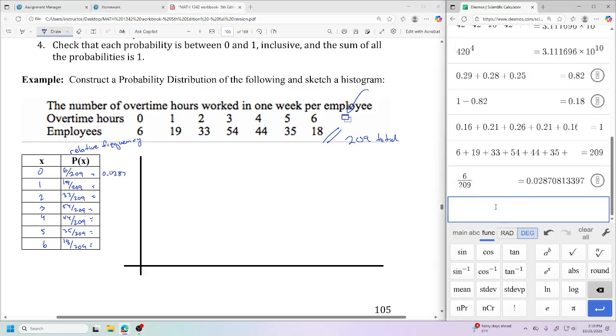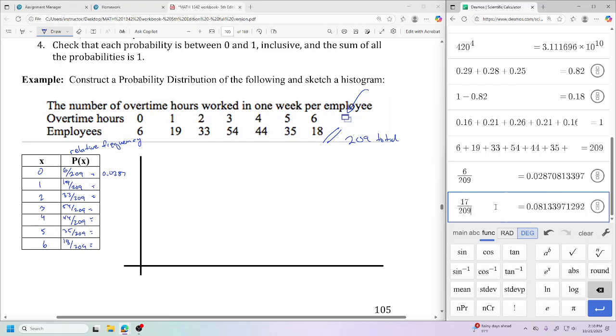Can you do this in StatCrunch? Probably. But for right now, I just want to make sure that we got the concept just in case.